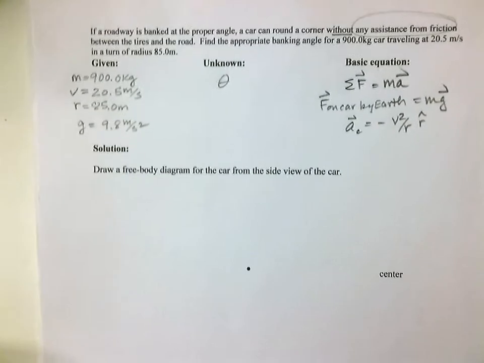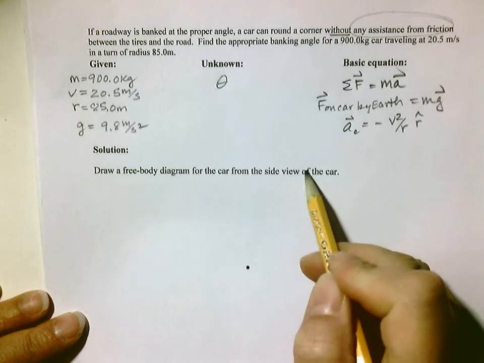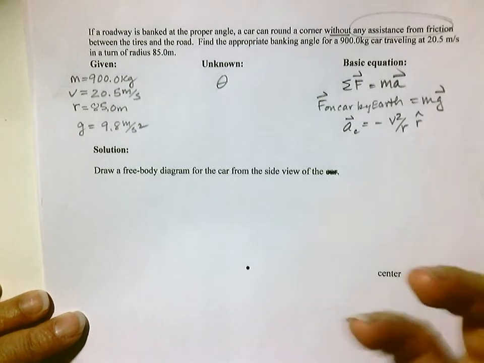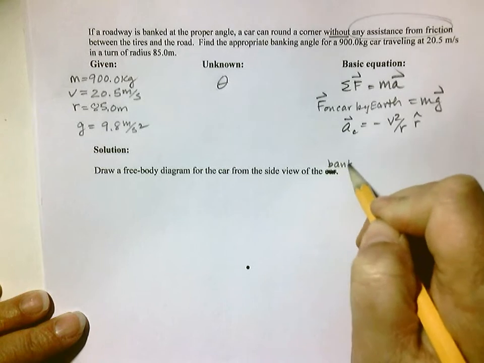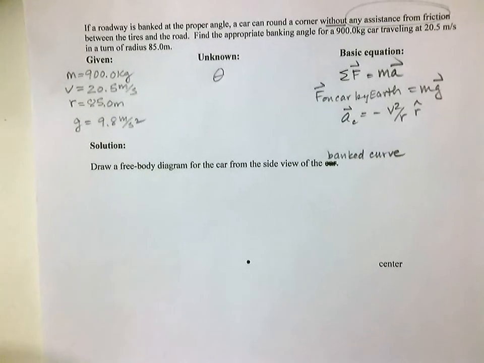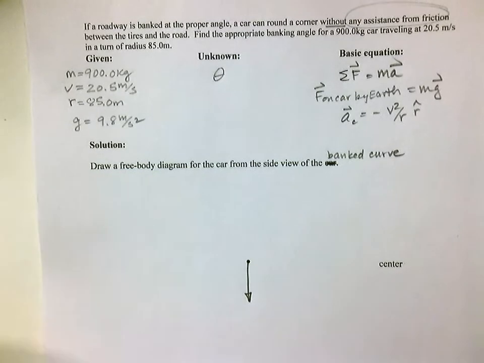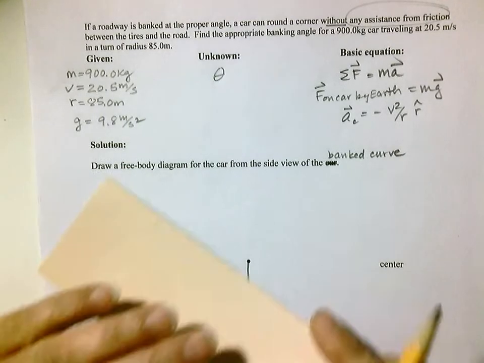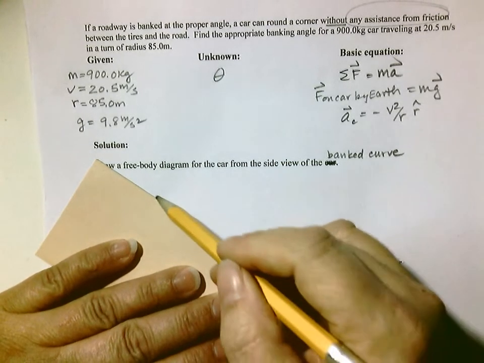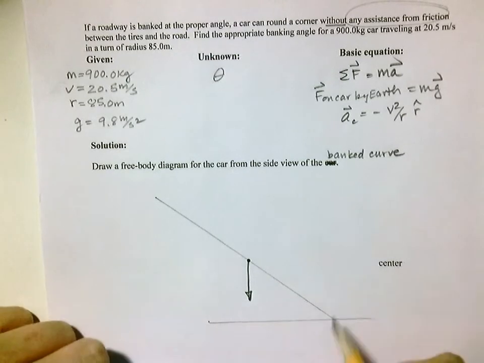Okay, so let's go ahead and draw the free body diagram. It's not actually the side view of the car. It's actually the side view of the ramp or the banked curve. Here's the center. I'm going to draw my weight, which is going to go down. Now here's the thing. My normal force has to have a length that helps us out with this. So here's my curve. I'm not really sure what the angle is. This is pretty extreme, I think.